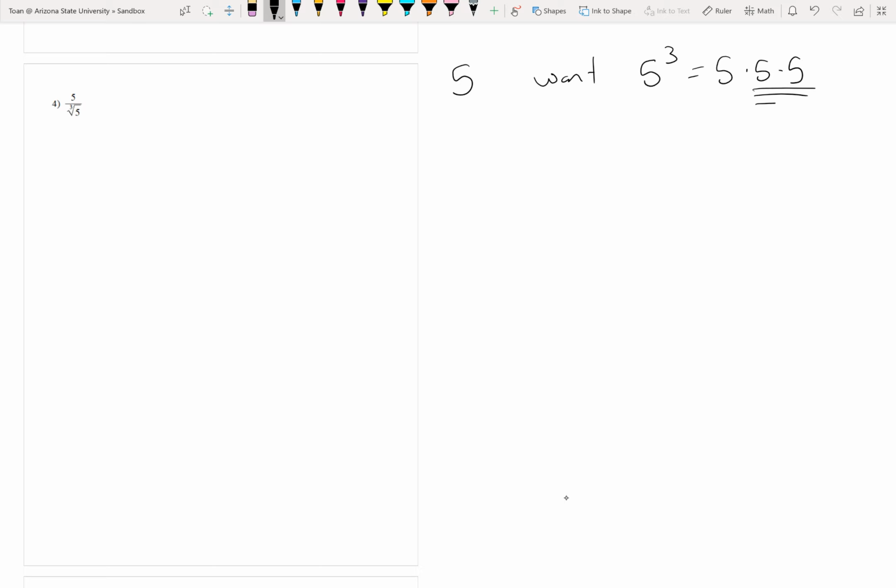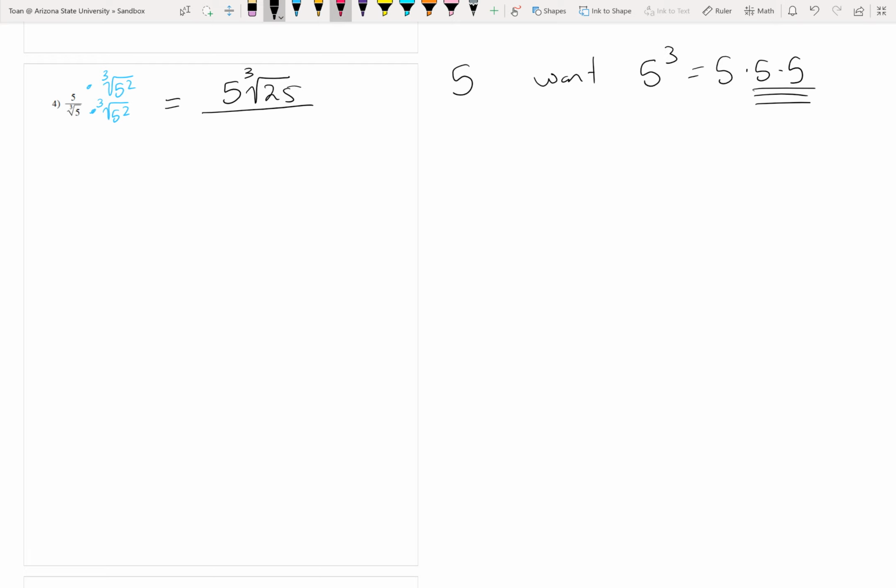I hope it's very obvious to everyone that we need 2 more 5s, or in other words, we need a 5 squared. So I'm going to multiply the denominator by the cube root of 5 squared, but what you do to the bottom, you do to the top. So this equals 5 times the cube root of 5 squared, which is 25, all over.